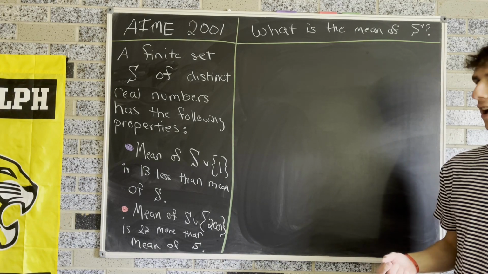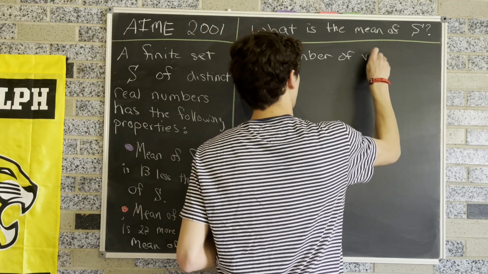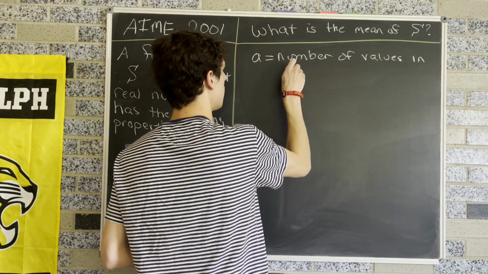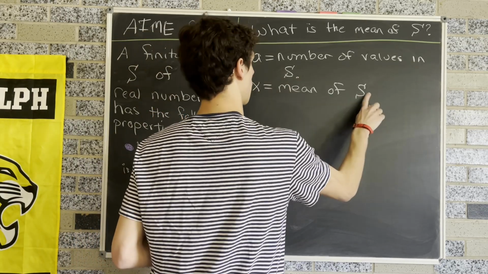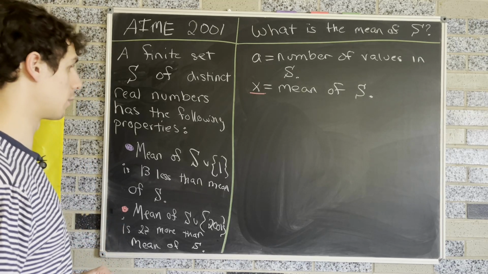First, I'm going to define A to be the number of values in our big set S, and then X is going to be our mean. So this is going to be our goal here. Now we're going to use these two conditions to form some equations.